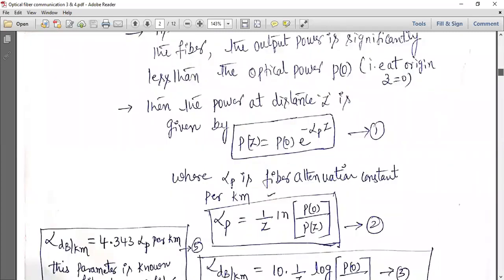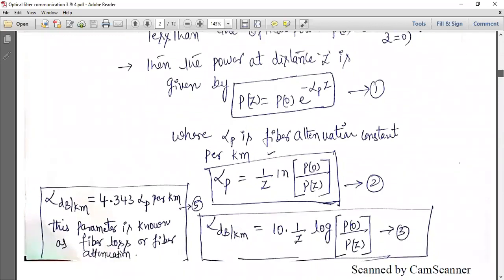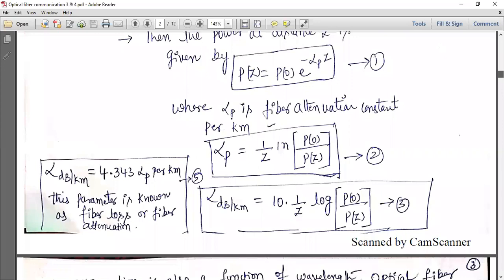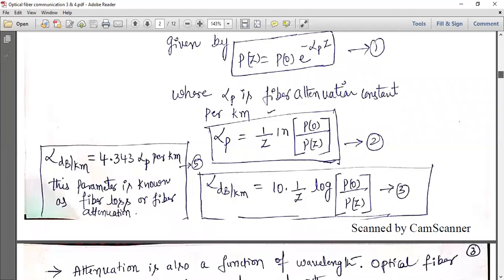In order to find how much attenuation happens per kilometer, Z is the distance where you want to measure the power, or the distance between transmitter and receiver. If you solve that first equation, you end up with alpha P equal to 1 by Z natural log of P of 0 by P of Z. In terms of dB per kilometer, it can be solved using 1 by Z times 10 log of P of 0 divided by P of Z. That is alpha dB per kilometer. Z is in the denominator, so that is why it is dB per kilometer. If you remove Z, then it will be only alpha dB.